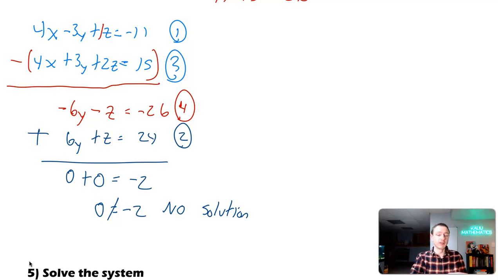And the other one, where we had infinite solutions, you get the exact same number. It's like 5 equals 5 or 0 equals 0. That's equivalent. It's the same thing, so that means that there's infinite values. But here we get a false statement, so there's no solution.